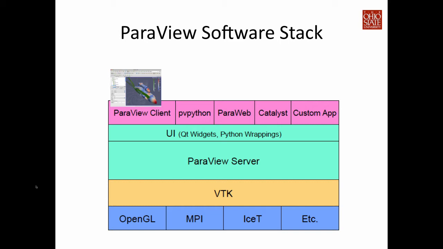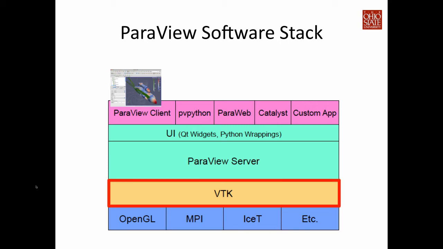This is just a very brief view of the ParaView software stack. At the bottom of ParaView, there are several fundamental libraries. For example, OpenGL, which is used to perform graphical rendering, and MPI, the Message Passing Interface. This is a library commonly used for parallel programming. Because ParaView can perform parallel rendering, it relies on a library called IceT to combine many small partial images together into a final complete image.